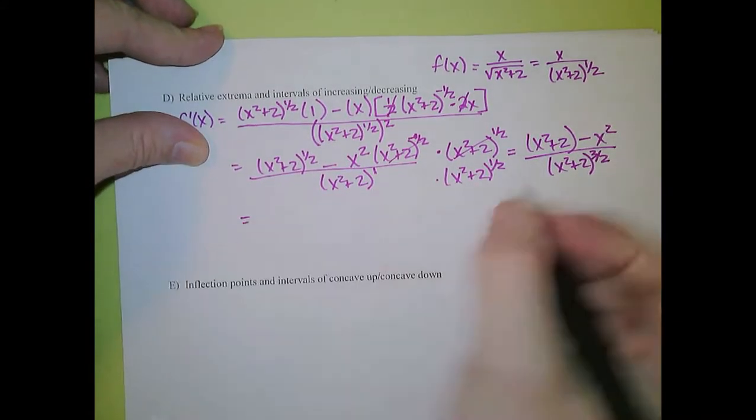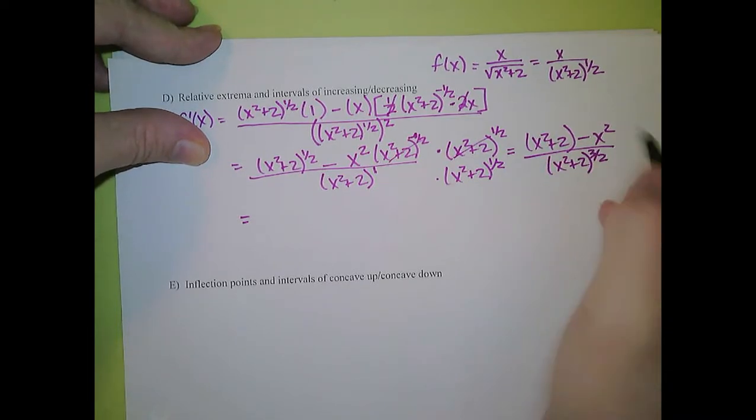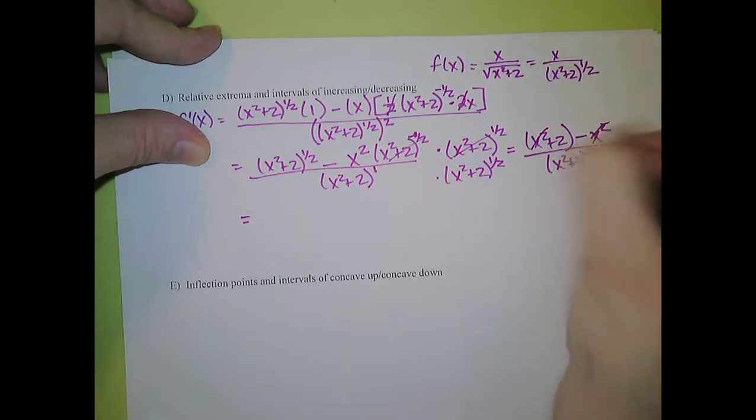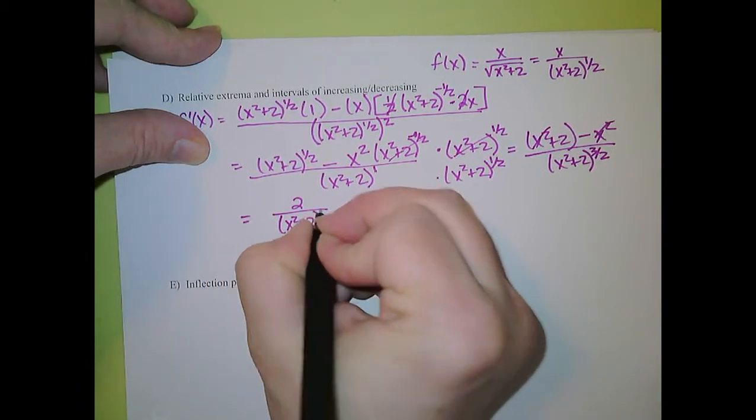And I'm going to finish simplifying this because now I have x squared minus x squared, so those cancel. So I have 2 divided by x squared plus 2 to the 3/2 power.